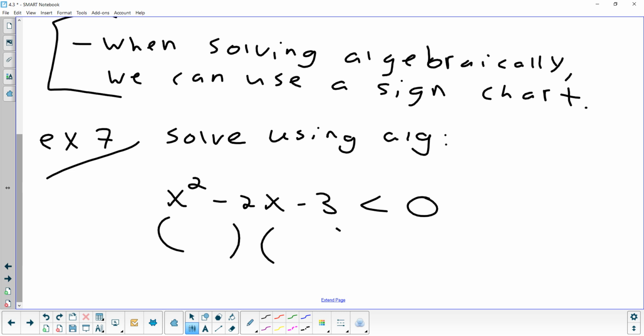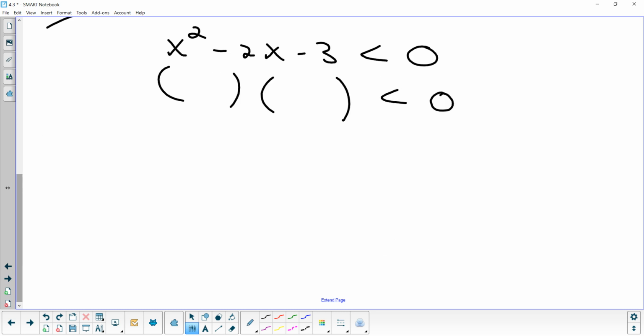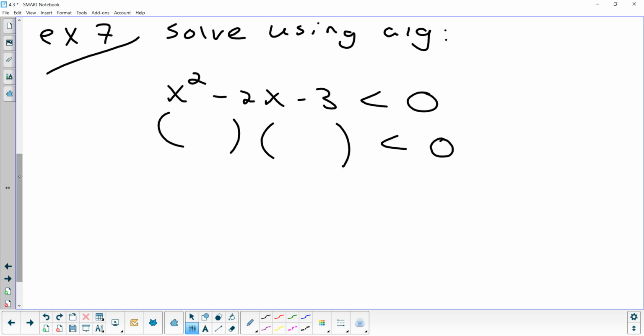All right, so how does x squared minus 2x minus 3 factor? Yeah. x minus 3, x plus 1. So we would have an x minus 3 and an x plus 1. And now to make a sign chart, that's where you make a number line, and you look at where it's positive and where it's negative. Let's start with the first factor.